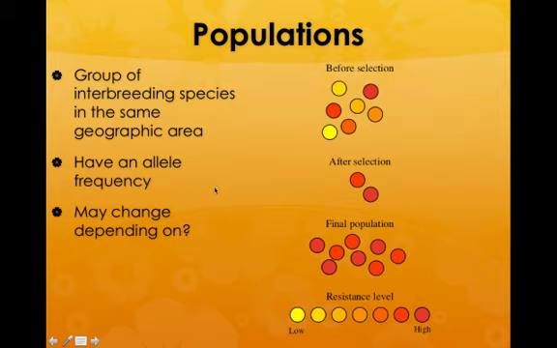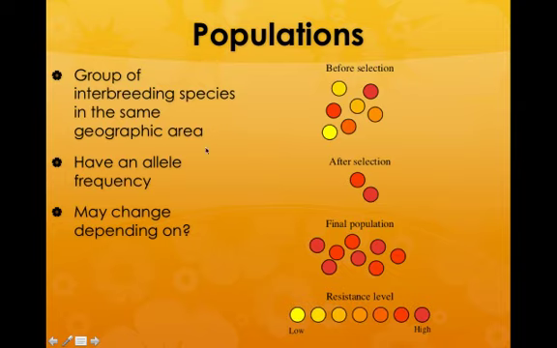All right? If we found later on that only specific phenotypes of this population were selected for, like let's say not the high, but the next one, which is this color here, if we found that this resistance level was selected for, then we would find a future population that more represented that.